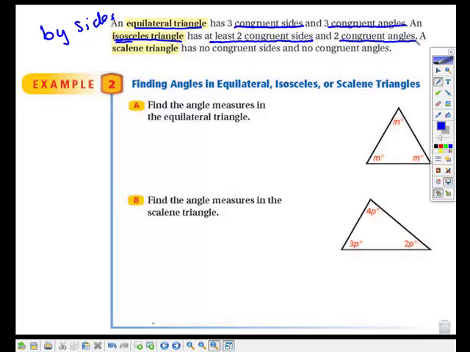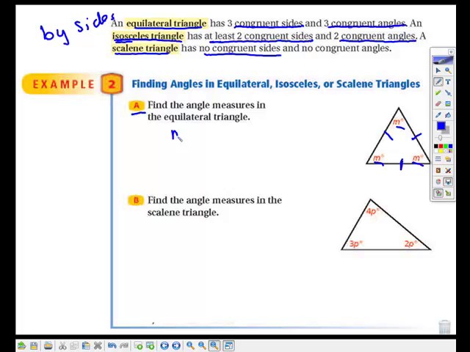A scalene triangle, the third type classified by sides, has no congruent sides. So if we come down and look at the examples here in 2, for 2a, it says to find the measures of the angles in the equilateral triangle. That's because this side and this side are all the same, so the angles end up having to all be the same, and they represented them with m.